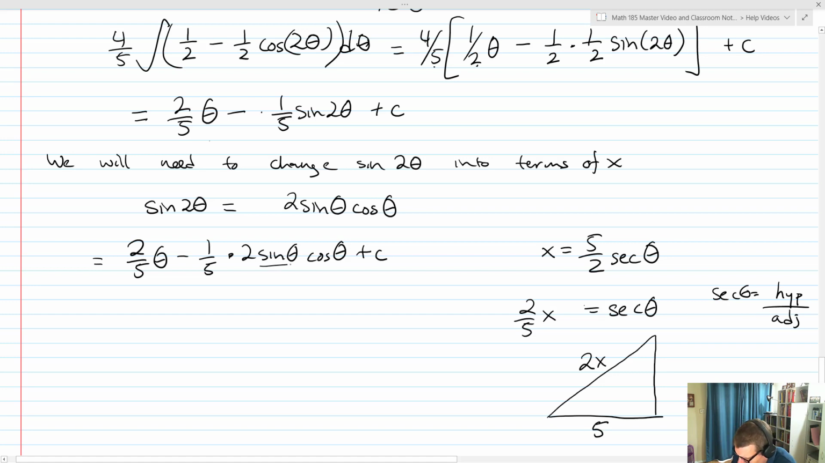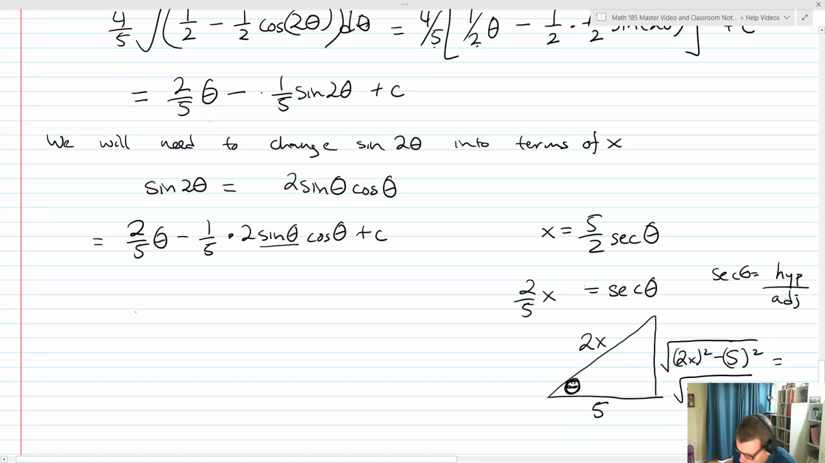And because we're going to need sine, we're also going to need the opposite side. So here's theta. We want sine, and so the opposite side is going to end up being the square root of 2x squared minus 5 squared. And if you've noticed as you've been working, that's actually going to be 4x squared minus 25, which was the original value that we had in there.